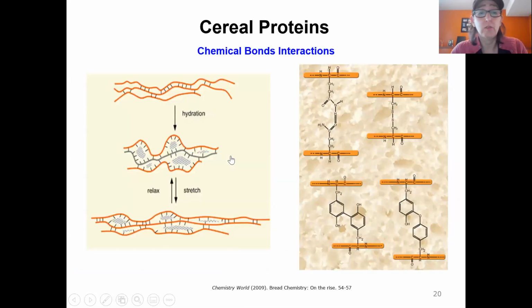So this is an illustration of the bonding. You have the hydration, and then you have the opening up of the protein structure, and then you have the formation of hydrogen bonds, disulfide interchange, and the tyrosine linkages as well.